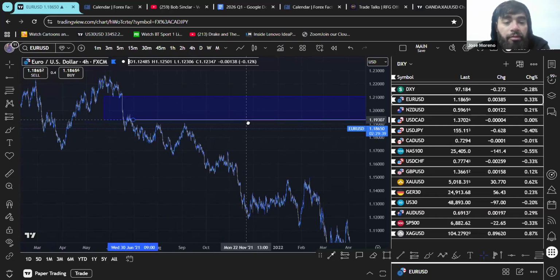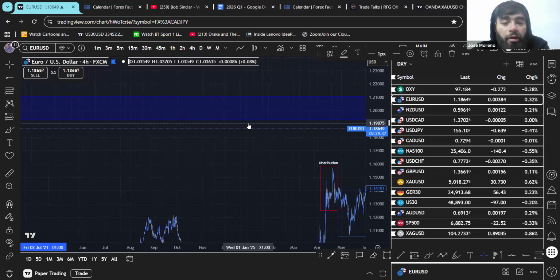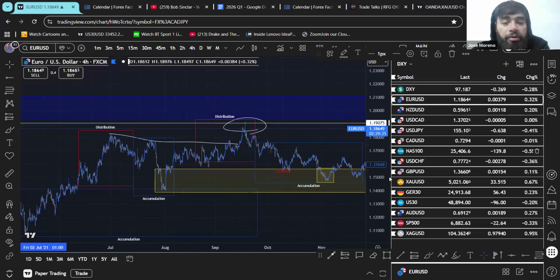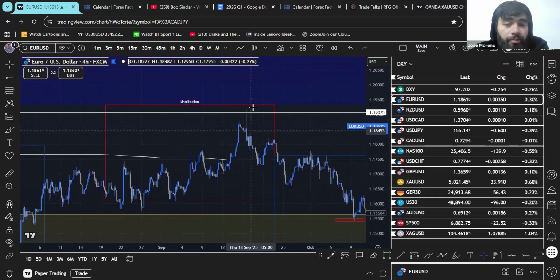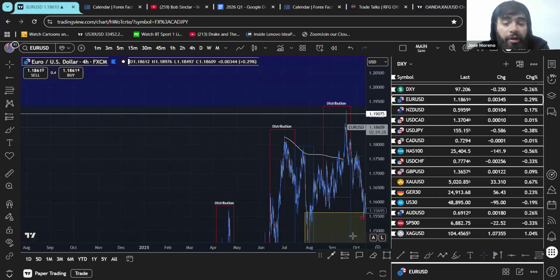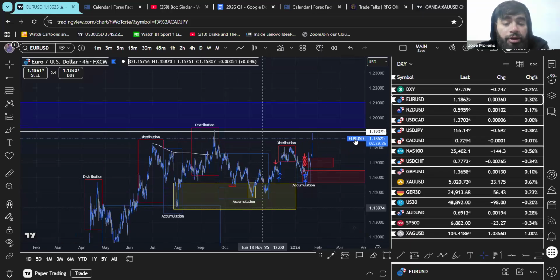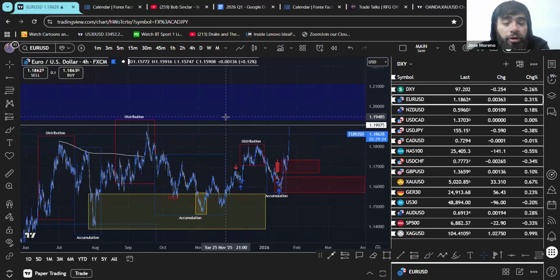Have we gotten up to these ones? I think we have. Yeah, it looks like we just barely took out those equal highs there. So again, maybe we do get reactions, but for me, I'm more leaning towards just continuing that bullish structure.